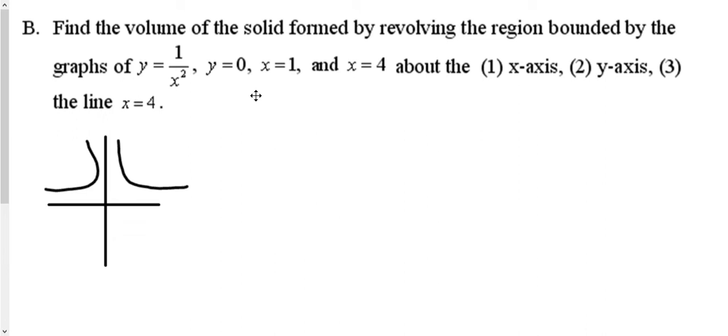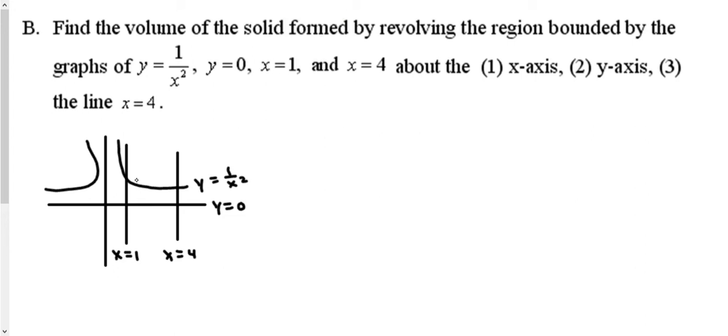Then we want y equals 0, which is the x-axis. All right, we want x equals 1 and x equals 4. So x equals 1, maybe we'll say is right here. x equals 4 is right here. So we got x equals 1, x equals 4, y equals 0, and y equals 1 over x squared.